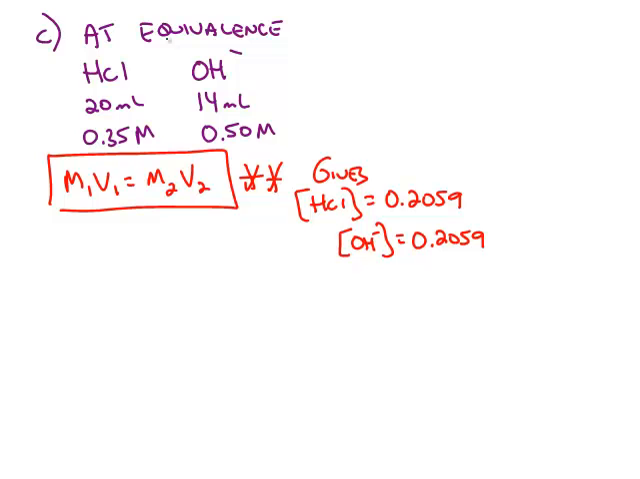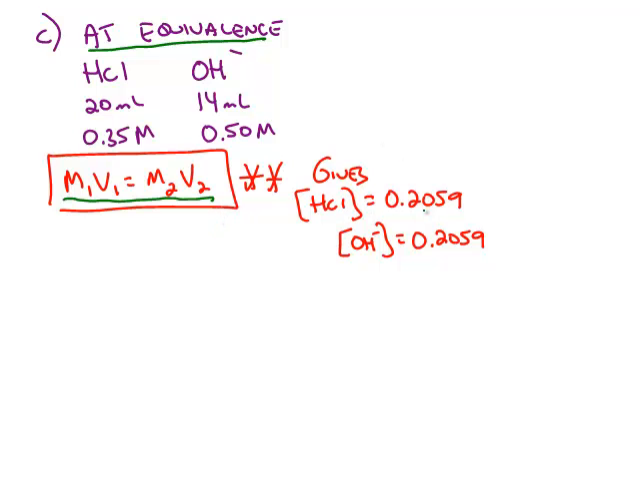Point C in our titration curve is the equivalence point. And we know that it takes 14 milliliters of the sodium hydroxide to find the equivalence point. So again, we're mixing together two chemicals. Whenever you mix them together, you have to do your dilution calculation to find your new molarities.